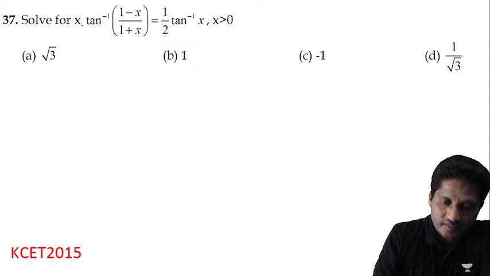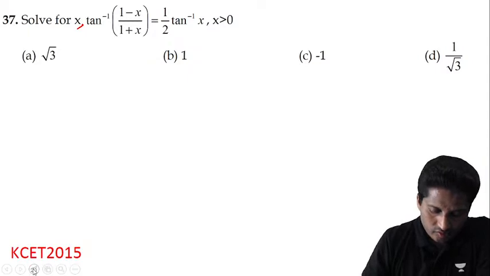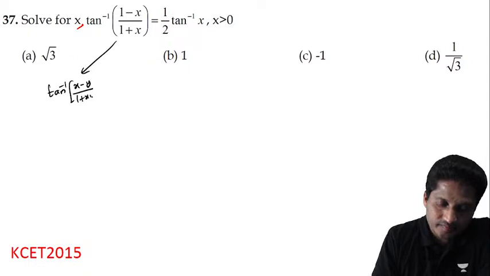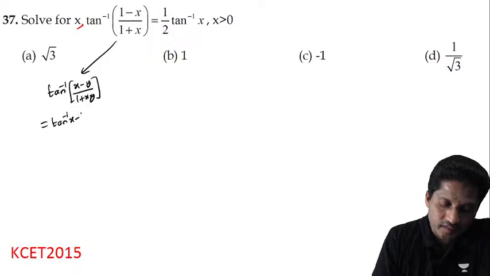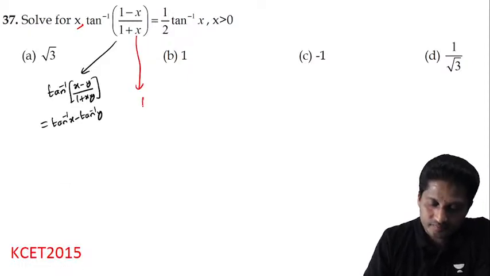Solve for x. Tan inverse of 1 minus x by 1 plus x. See, don't cross multiply, it's very lengthy. This is of the form tan inverse of x minus y by 1 plus xy. The formula will be equal to tan inverse of x minus tan inverse of y. Now this can be written as tan inverse of 1 minus tan inverse of x is equal to half of tan inverse of x.